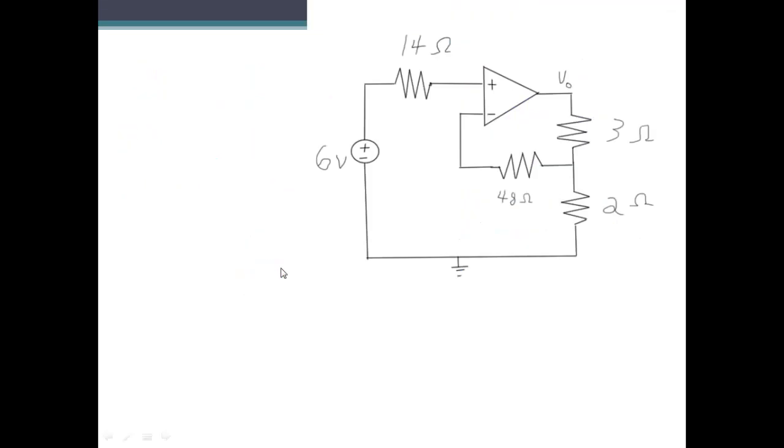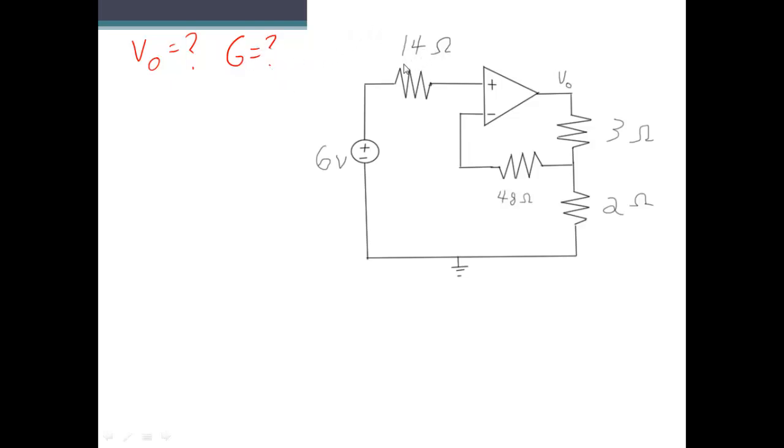So here's an example of a circuit using op-amps, and a popular question you might get in the future. On a test or a homework, a professor might ask you, what is this voltage V out equal to? And what is the gain factor?